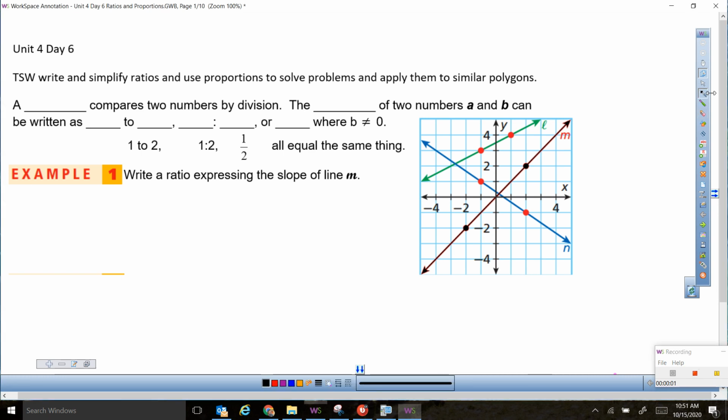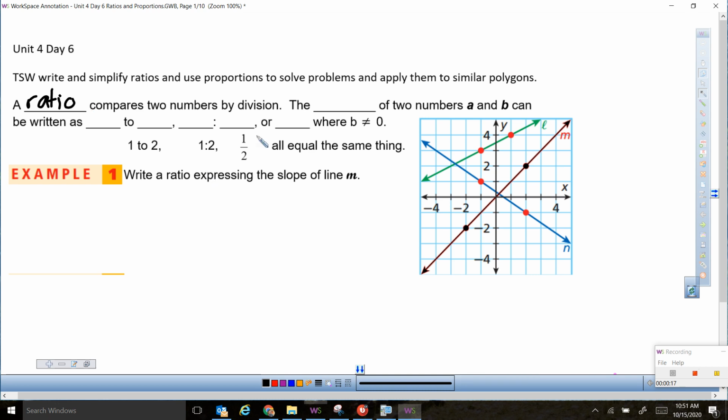Talking about ratios and similarities. So all of this is going to be easy. We're just talking about ratios and proportions. So for the first blank, this should be a ratio. So a ratio compares two numbers by division.